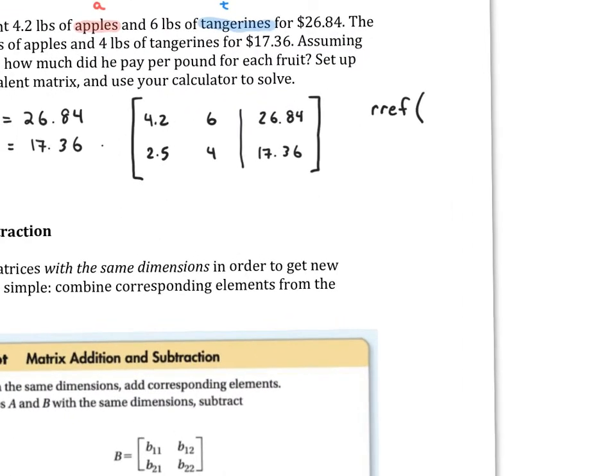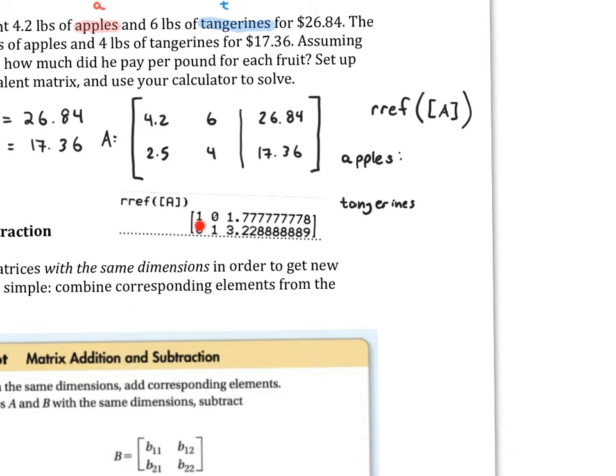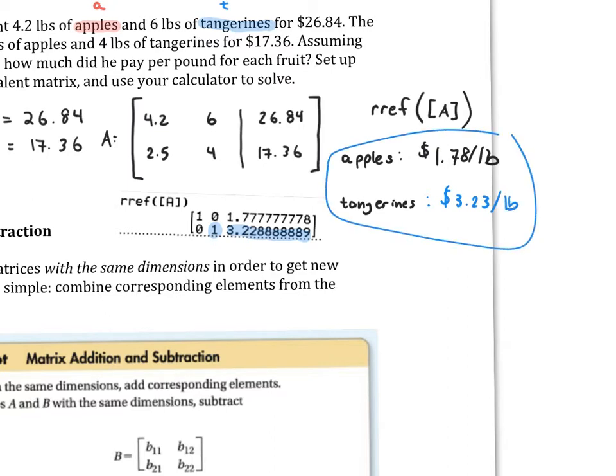And if you set A to be equal to that, then your calculator will show this, and then hit enter. And the answer is, A is going to be $1.78, so $1.78 per pound. And lastly, the tangerine is going to be that, so we're going to round that one up to be $3.23 per pound. And there we go, pretty straightforward.